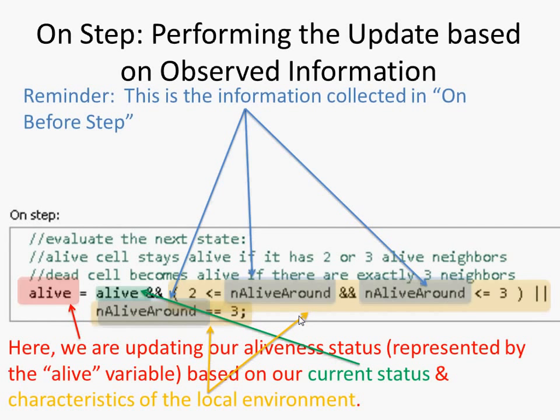So this is the big picture, though. On this, we're updating our status based on information we gathered in the on before step and our current status to this point. So that's the on before step and the on step.